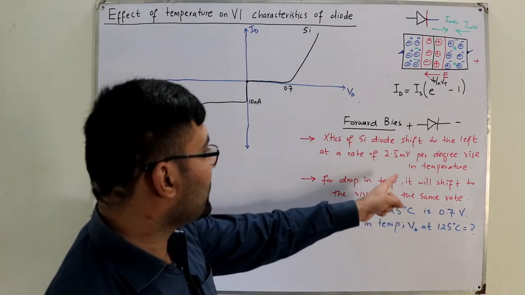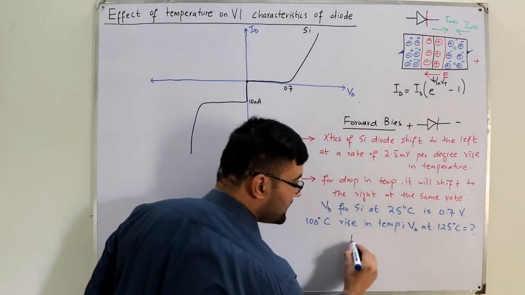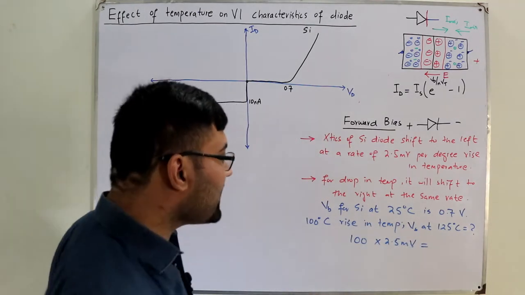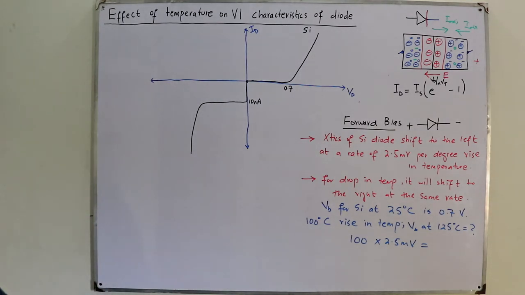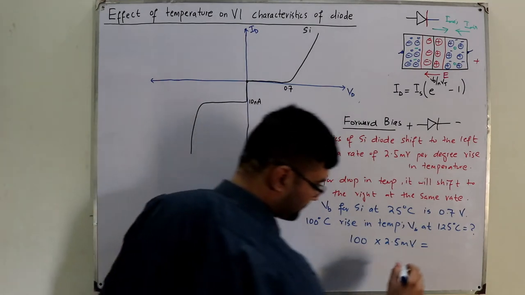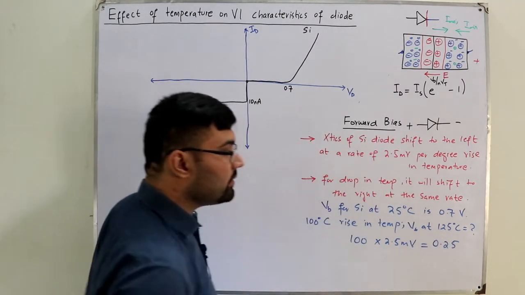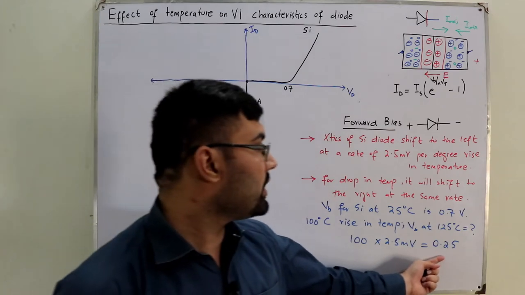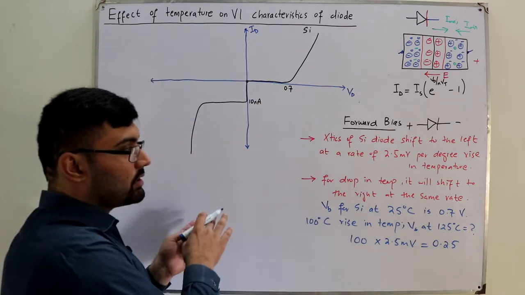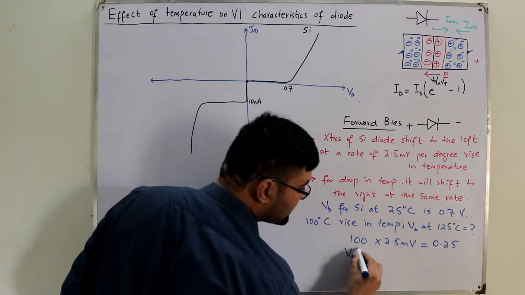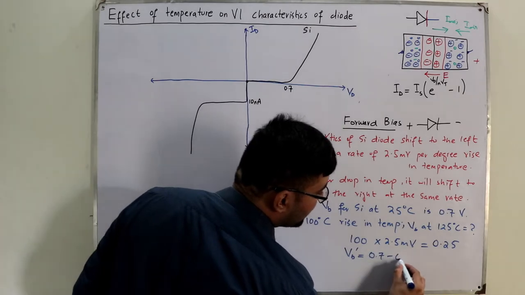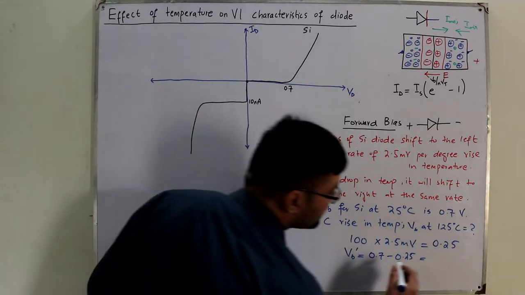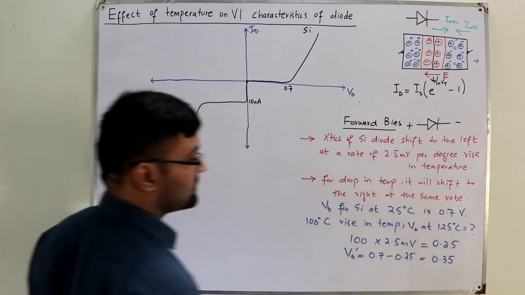We have 2.5 millivolts, right? So for a 100 degree rise, we would have 100 multiplied by 2.5 millivolts, which would give us 2.5, no, sorry, 0.25. For 1 degree, we would have a 2.5 millivolt change. So for 100 degrees, the overall change is 0.25. Now, it has to shift to the left at this rate, so the new barrier potential, let's say Vb dash, would be equal to the old 0.7 minus 0.25, and this would give you 0.35 volts. So the new barrier potential would be 0.35 volts.